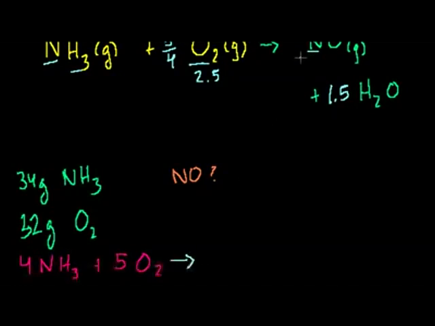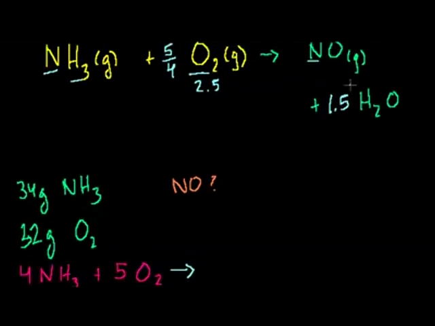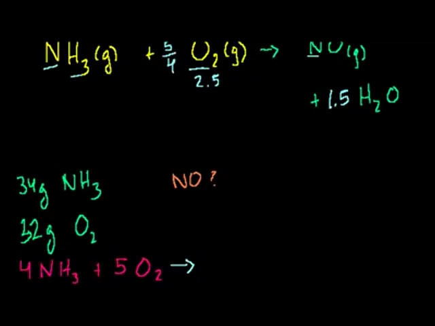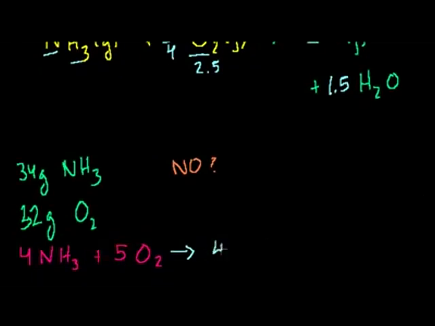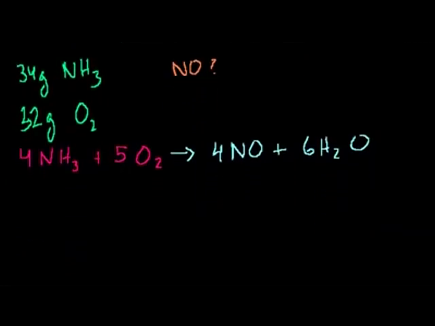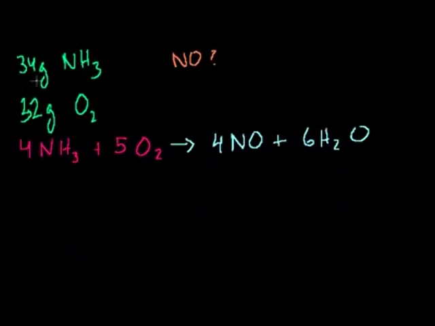Yields, it's late in the day, 4 moles of nitrogen monoxide, so 4 NO, plus, we multiplied both sides by 4, so plus 6 waters, 6 H2O. So there you go. We got some good practice balancing equations. So let's go back to the original problem. We're given 34 grams of ammonia.